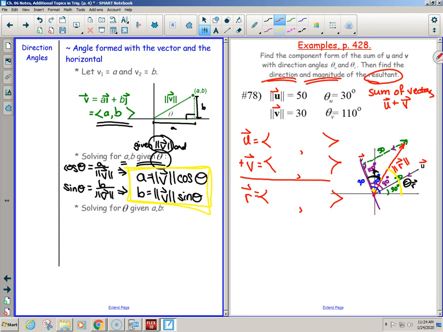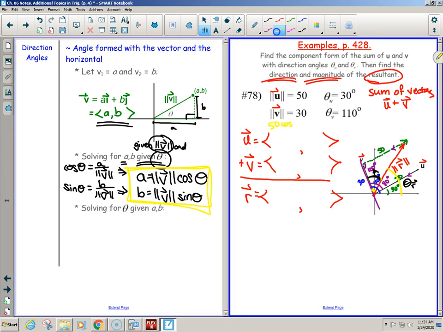How do we get the components for u? My A goes first, my B goes second, right? How do I get A? Which is magnitude, right? Whose magnitude for u? 50. Cosine of whose direction for u? 30. I can plug that in, no big deal, right? Wait, so who's B? 50 sine 30.